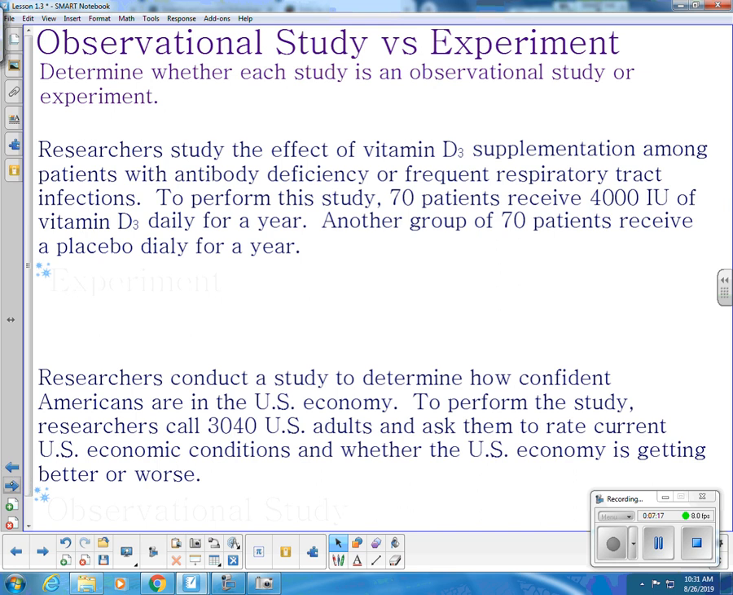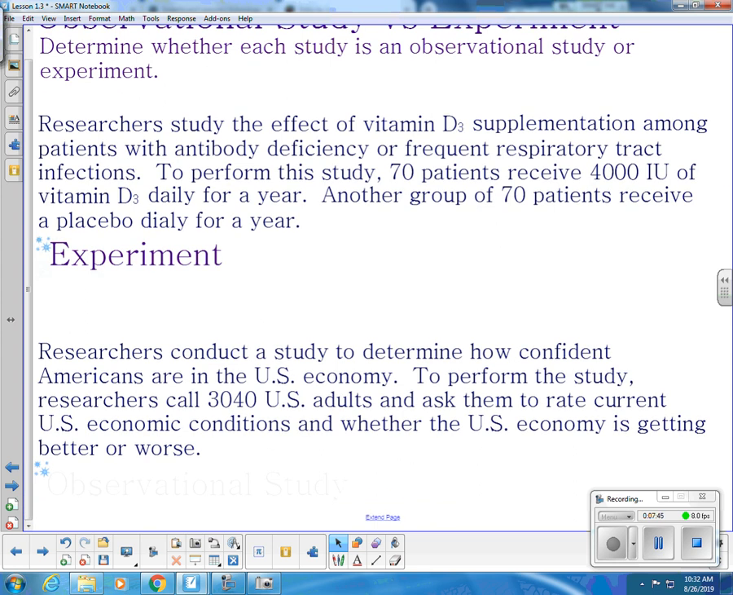All right. So observational study versus experiment. Which is which? So the first case, researchers study the effect of vitamin D supplementation among patients with antibiotic deficiencies. To perform the study, 70 patients receive 4,000 IU of vitamin D daily. Another group of 70 receive a placebo. Is that an experiment or an observational study? Experiment, right. Easy breezy. Researchers conduct a study to determine how confident Americans are in the U.S. economy. They call 3,040 adults and ask them to rate current economic conditions. Observational, right. You're just doing a survey.